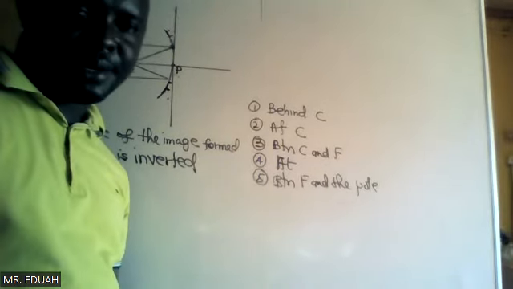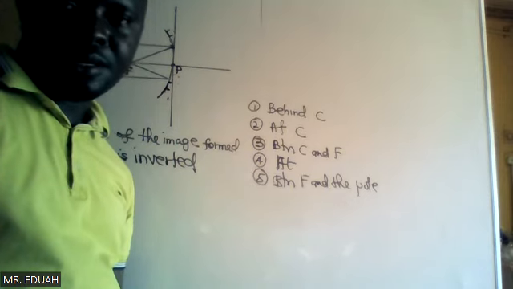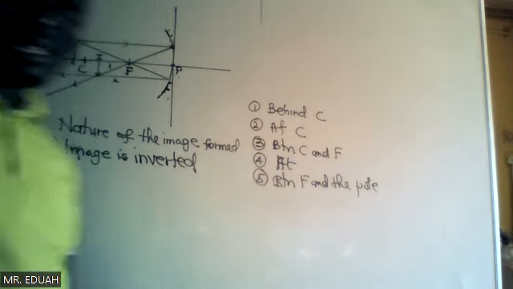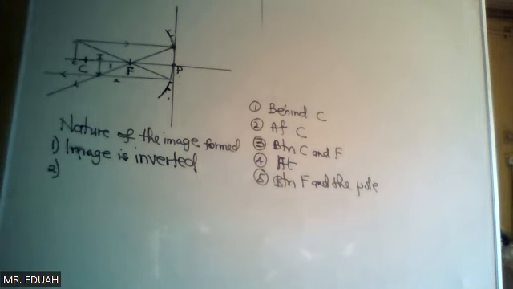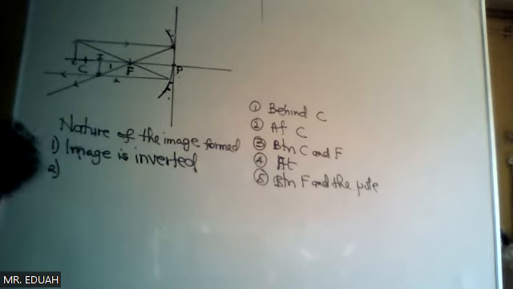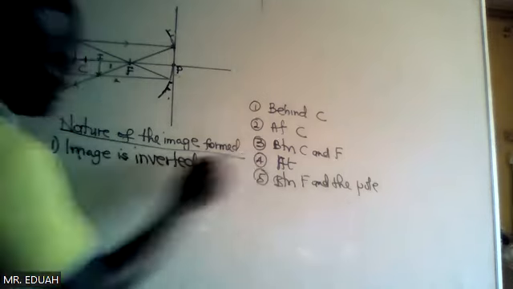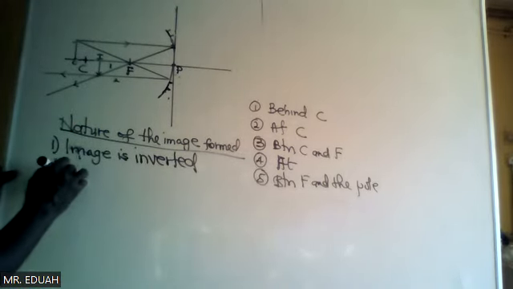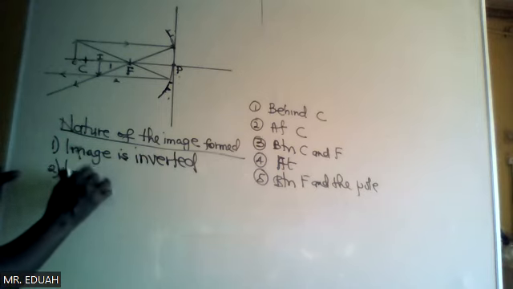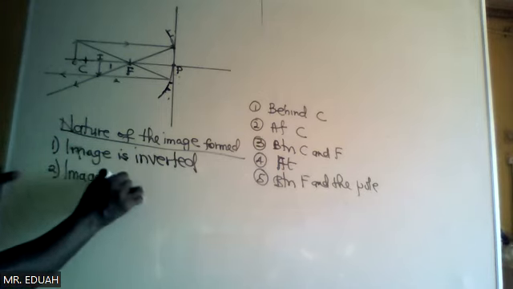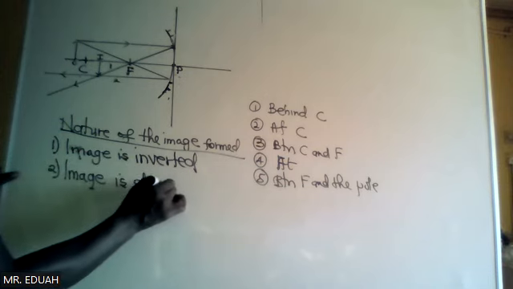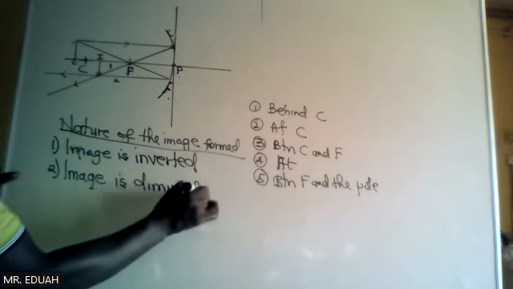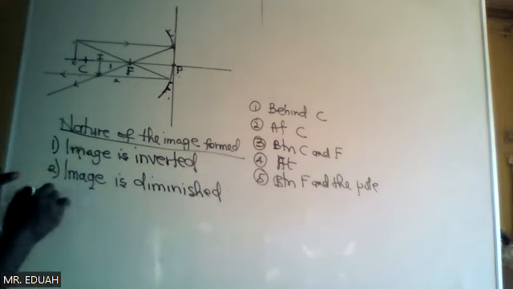Just go ahead. The image created is smaller than the object. Yes. So Yaba, the image is smaller than the object. Okay. And if the image is smaller than the object, technically you say the image is diminished. Image is diminished. Three.